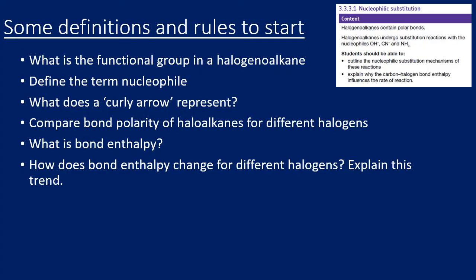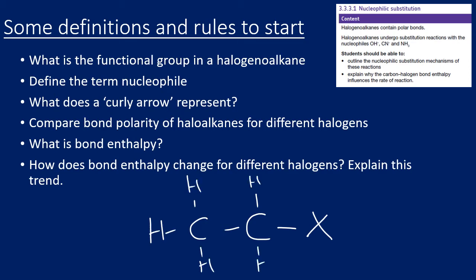Right, before we look at these mechanisms, let's look at some rules and definitions. It might seem a bit obvious and straightforward, but let's look through these bullet points. The functional group of a halogenoalkane is literally when you've got a halogen, X, in place of a hydrogen in an alkane. So if we've got ethane, that would become a haloethane. For example, if X was chlorine, that would be chloroethane.